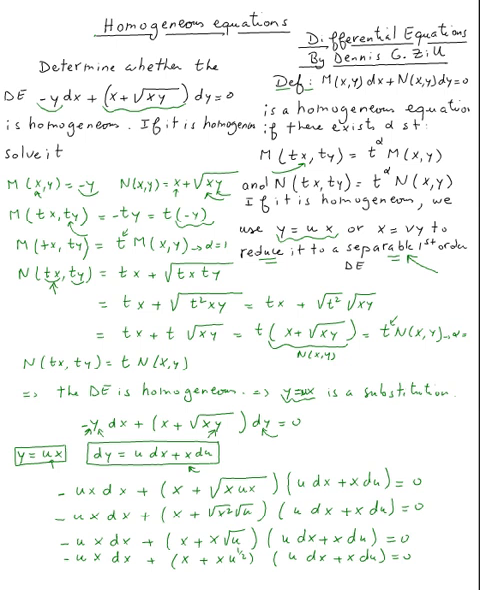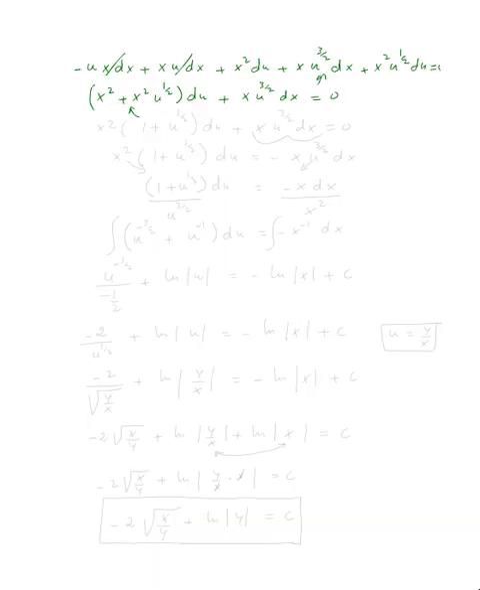So how do we do that? First, we need to factor x squared. We don't want the x squared to be related to the u. So x squared times 1 plus u to the 1/2 du plus xu to the 3/2 dx is 0. Now move this part to the right side. So x squared times 1 plus u to the 1/2 du is equal to minus xu to the 3/2 dx.